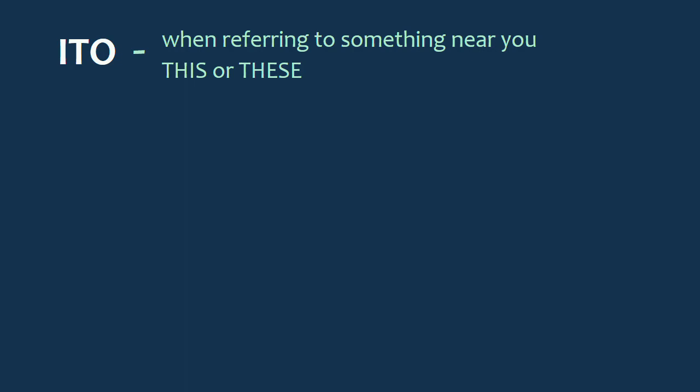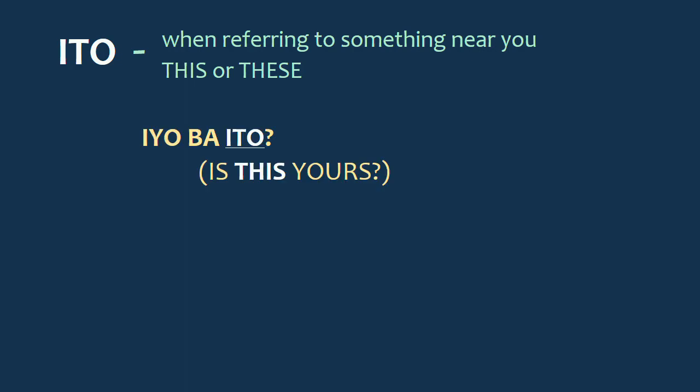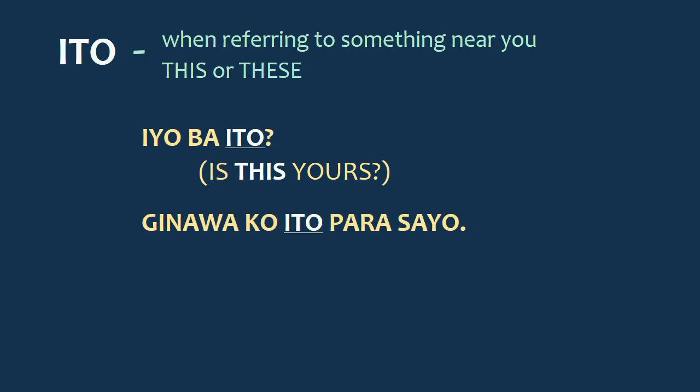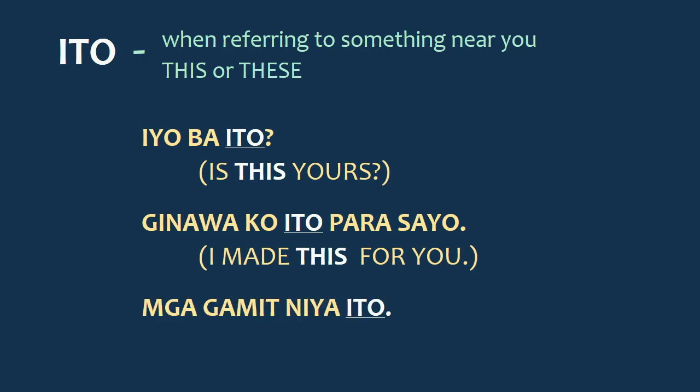Like when you say, iyo ba ito? Is this yours? Ginawa ko ito para sa'yo. I made this for you. Mga gamit niya ito. These are his things.